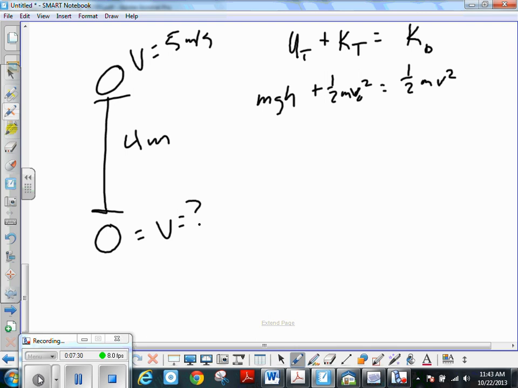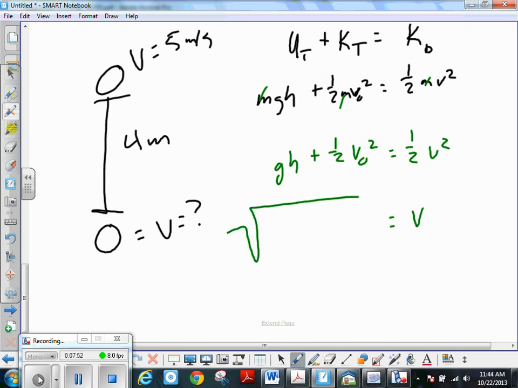And we can say v sub naught here just to make sure that we don't screw those up. Well, the nice thing is we can still cancel out our masses, right? So then we have gh plus 1/2 v sub naught squared equals 1/2 v squared. Okay, so if you solve for v, then you take the square root of 2gh plus v sub naught squared. Well, that looks just like our other kinematic equation as well. It's the same kinematic equation, right?